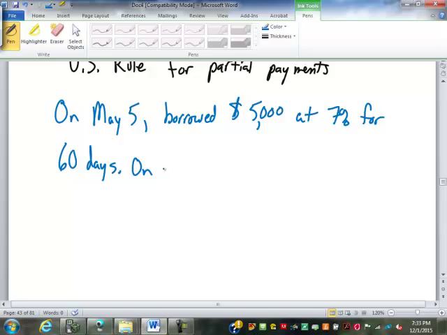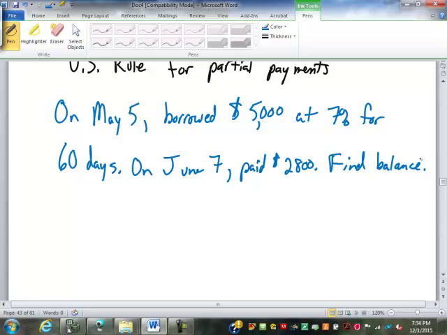On June 7th, paid $2,800. Find the outstanding balance at the end of the term. So May 5th, we originated the loan. The next action is on June 7th, which is what day? From May 5th to June 7th, that is 33 days.